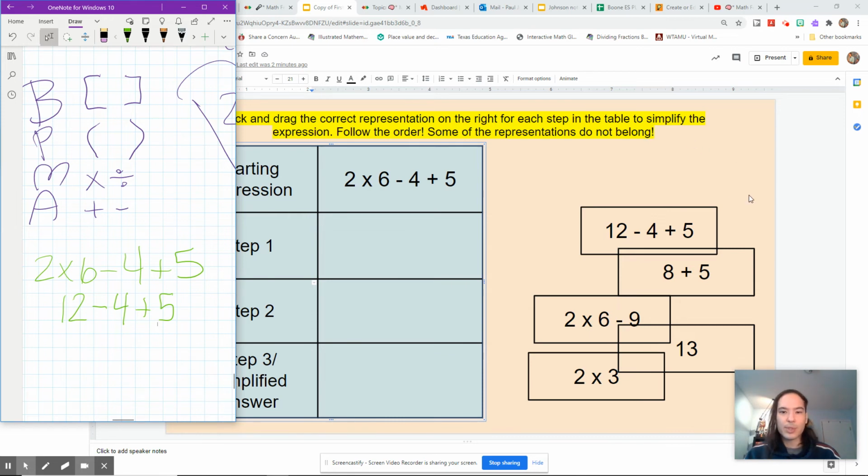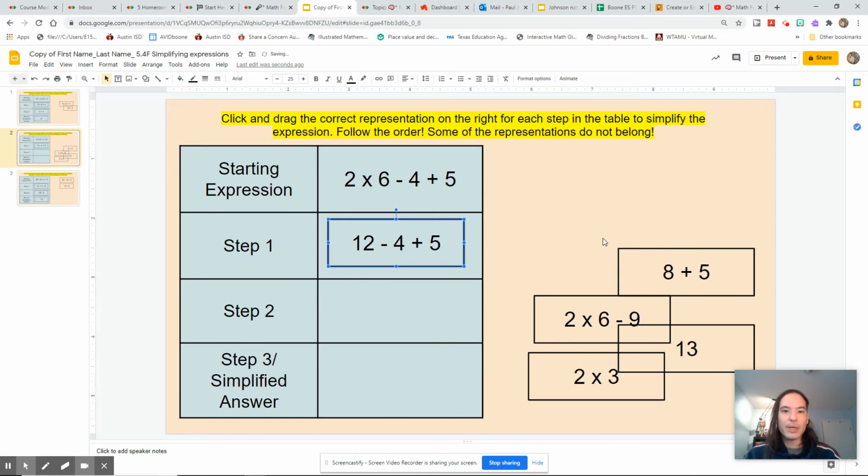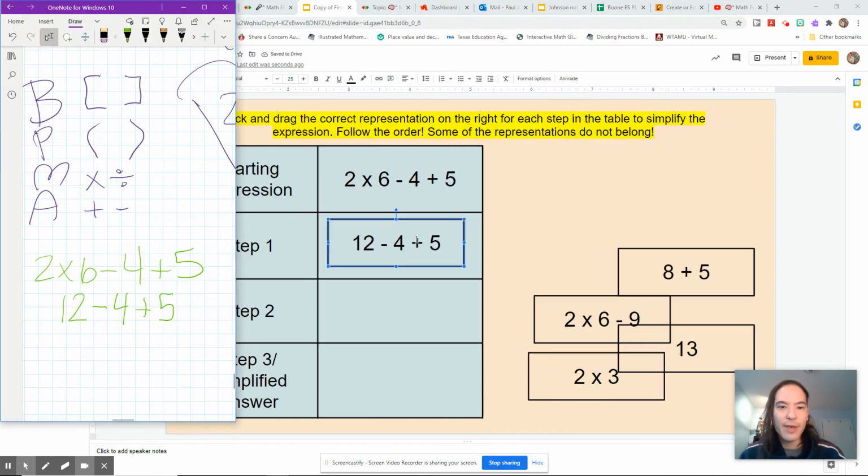So 2 times 6 was 12. And then we have minus 4 plus 5. Looks good right there. 12 minus 4 plus 5. Next thing that we're going to do is look and see if there's any more multiplication division. I see none, so I'm going to get rid of these goggles and put on my addition subtraction goggles. Oh, there's addition and subtraction.